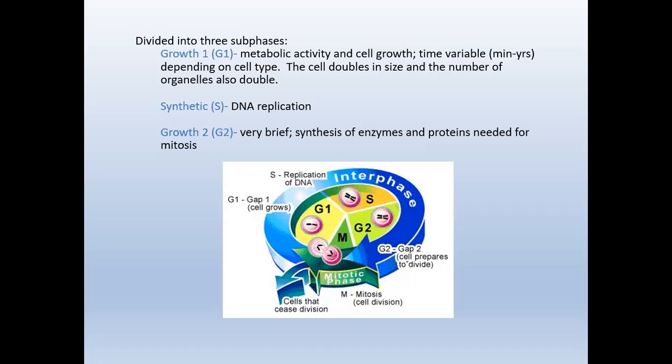So G1, we're doubling in size. Synthesis, we're replicating. This is my interpretive replication dance. Point the toe. And then we have our G2, where we are stockpiling the nutrients, the energy, and the proteins that we're going to need to go into active division. All 3 of these are part of interphase. They are all preparation. It's just telling you what preparation is being done at that time.